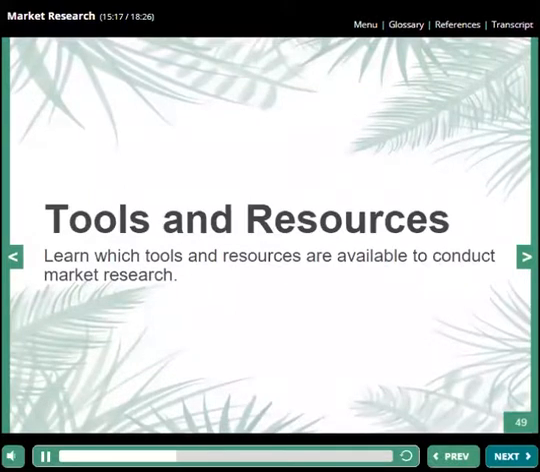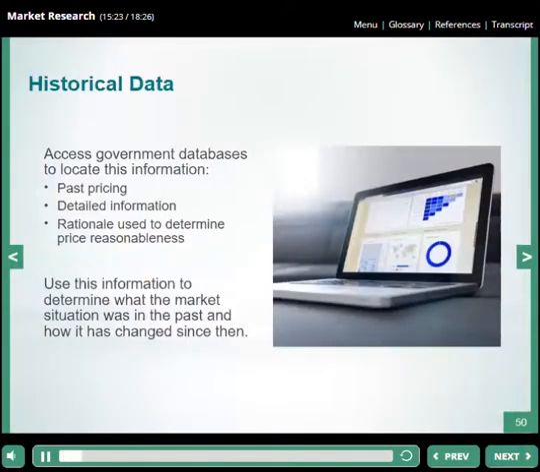Tools and resources. Learn which tools and resources are available to conduct market research. You learned about what factors to consider and what questions to ask. But where do you find that information? What are the best tools and resources to use?